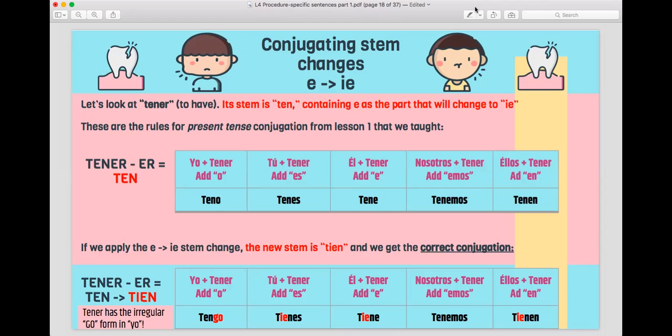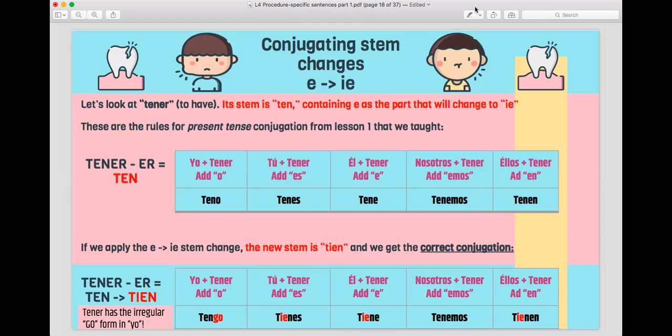We will go ahead and apply that stem change on the bottom half of this slide. Our new stem is now tien, and we'll get our correct conjugation. So for tener, we subtract the ER, get ten, we apply our stem change, and it becomes tien. I also want to note that tener is one of those go verbs. So we'll see the go verb right here. We get yo tengo instead of tieno or teno.